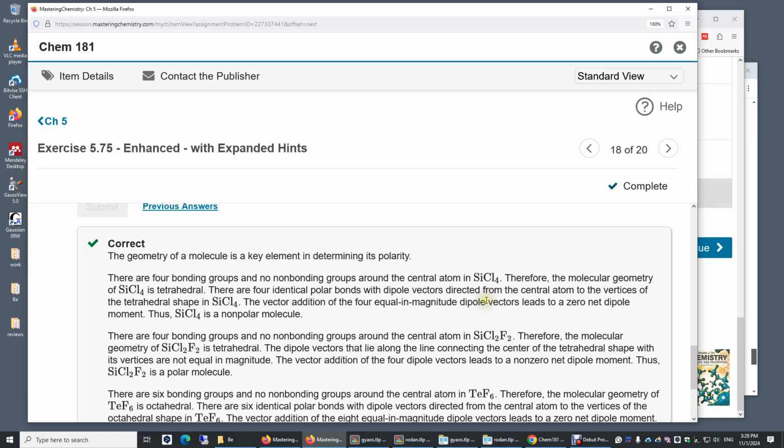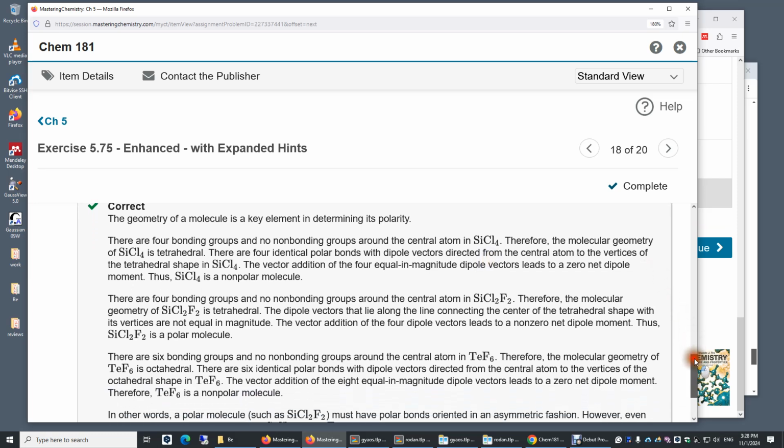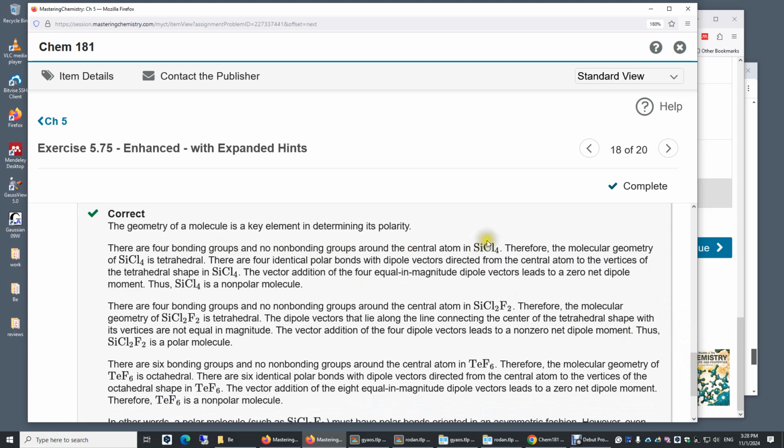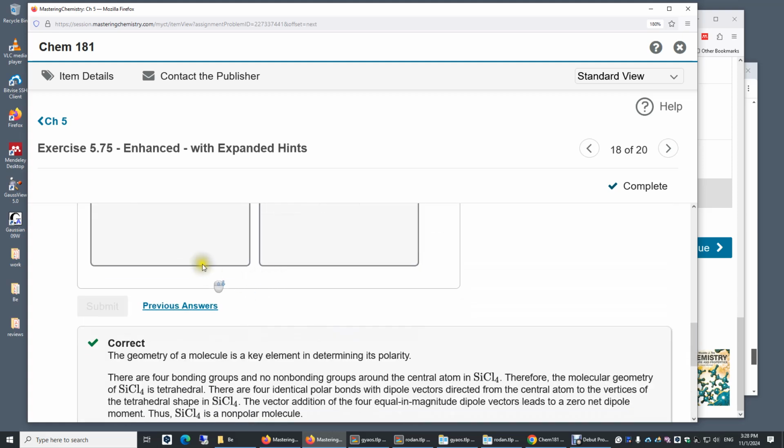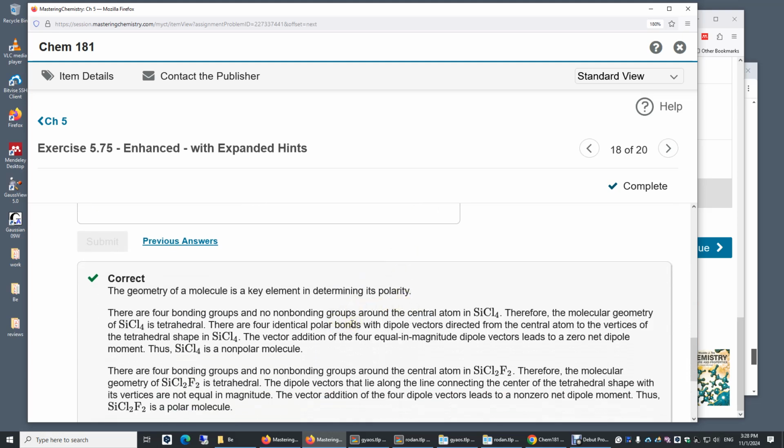So I'm gonna show you the Mastering Chemistry solution here. In this SiCl4, I think it's SiF4. Yeah, SiF4, but anyways, it's tetrahedral, and you can see it here, and the vector addition of the 4 equal in magnitude dipole vectors leads to 0. This is the mathematical language describing the cancellation of bond polarities.